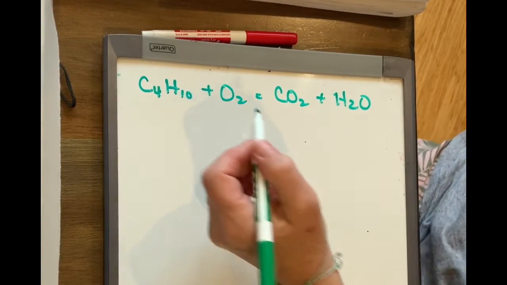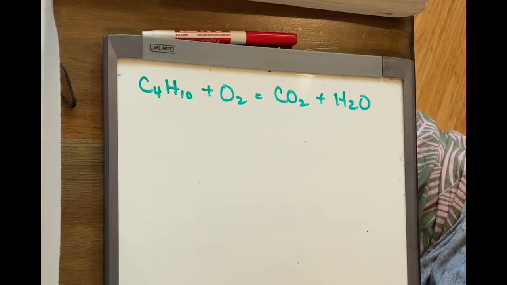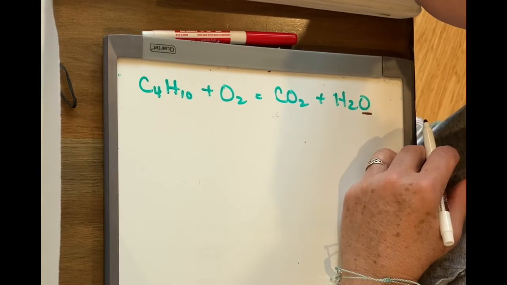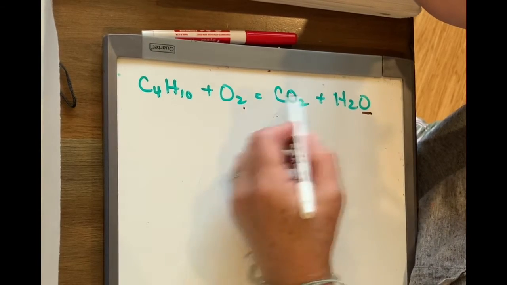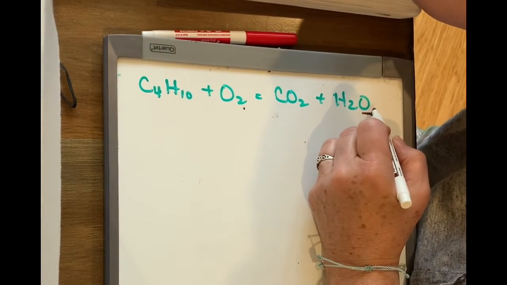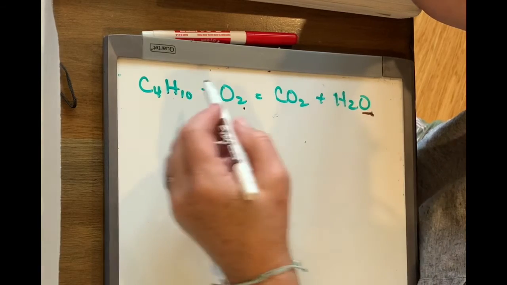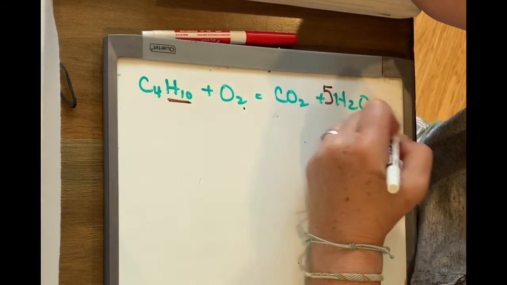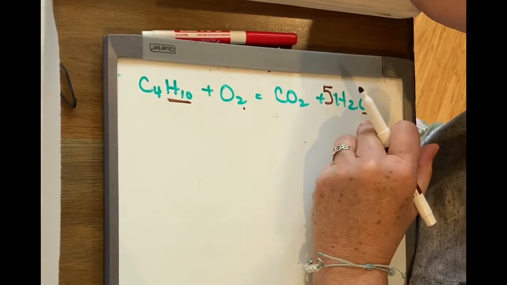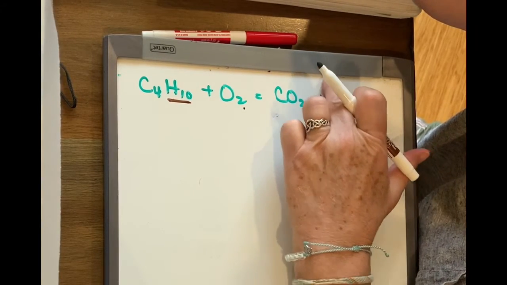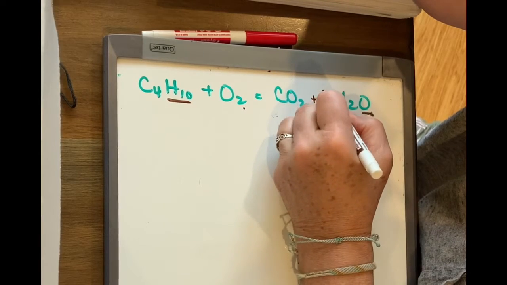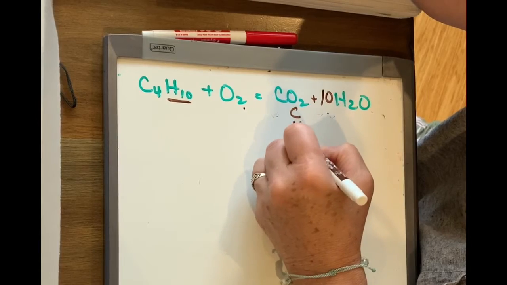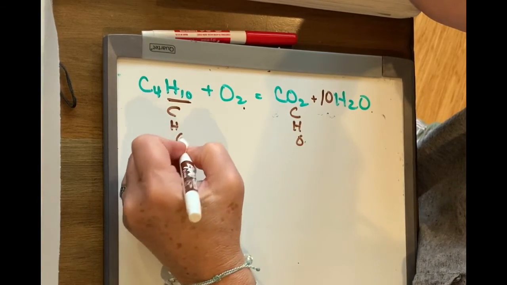So now we have to figure out how we can balance our equation. This is 1. This has to be 2, so we have to make this into an even number. This H is 10, so in order to do that, I have to have a 5 here. Nope, I have to have a 10 here. So by making this 10, that makes this even. So we have C, H, O.